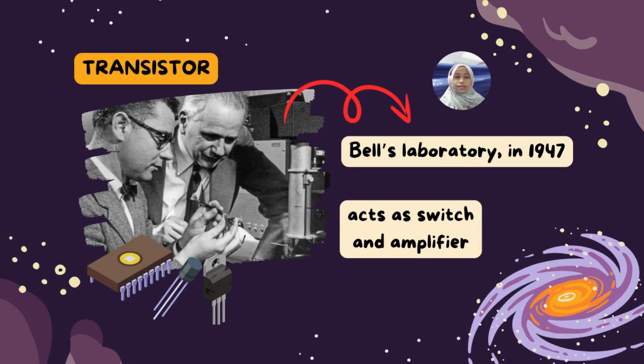Then, what is a transistor? A transistor is a type of semiconductor that can conduct and insulate electric current and voltage. The transistor was invented at Bell Laboratories in 1947, and it can act as a switch and amplifier. Simply put, a transistor is a miniature device used to control and regulate the flow of electric signals.